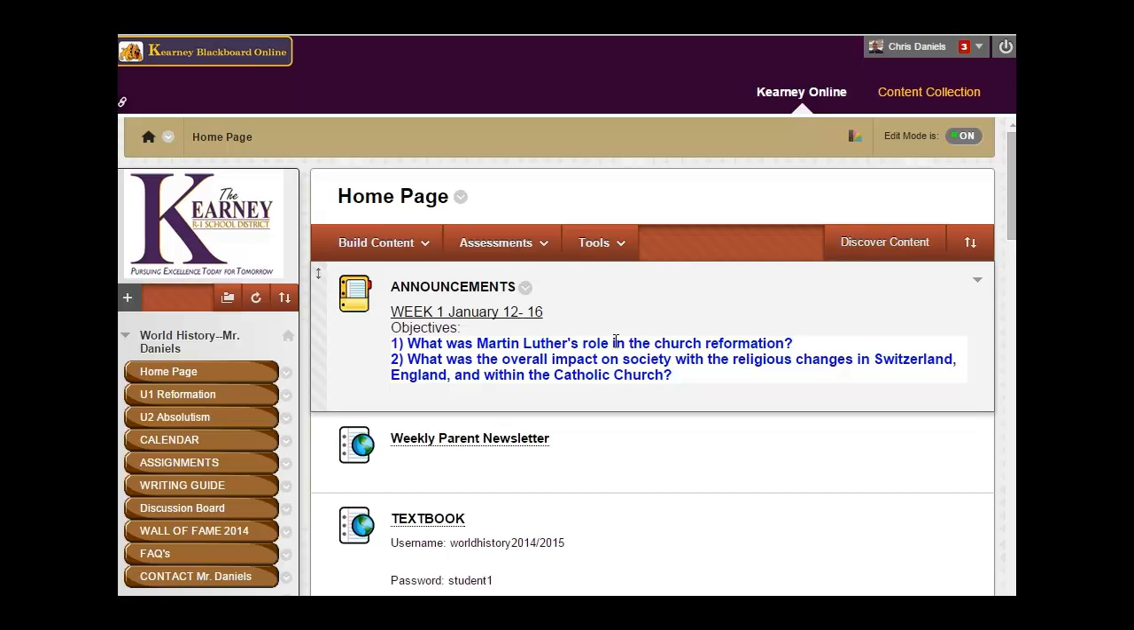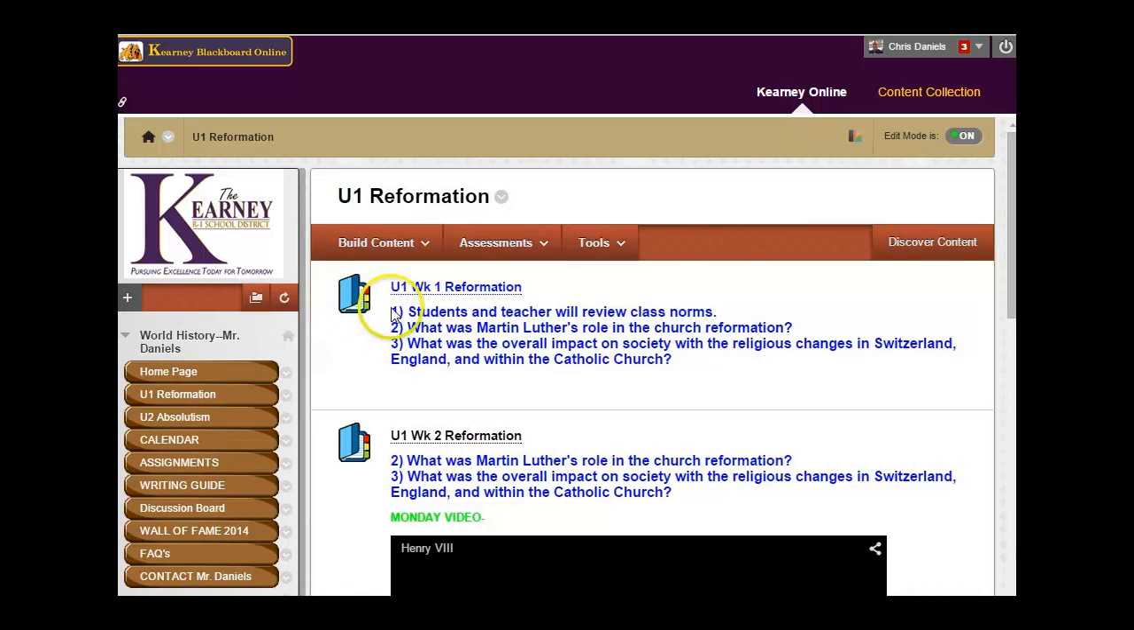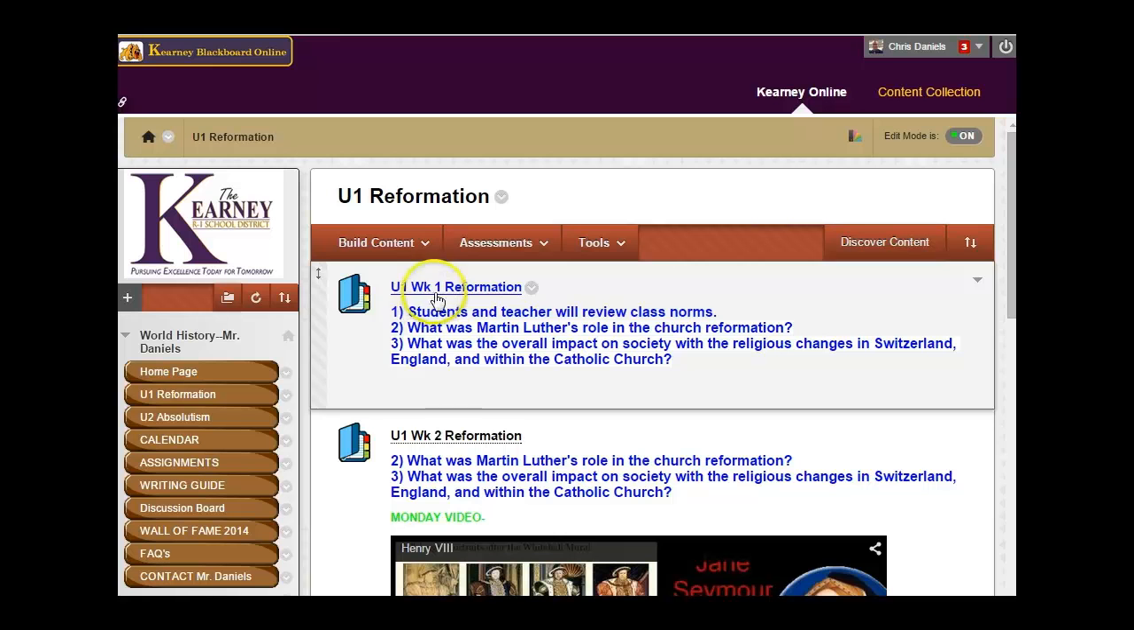We want to understand what was the overall impact on the society with religious changes in Switzerland and England within the Catholic Church. And we want to make sure that we are using the information from our textbook, the information from Unit 1, Week 1, Unit 1, Week 2, to cite evidence and get our paper moving in the right direction. So let's go ahead and jump into Unit 1, Week 2.